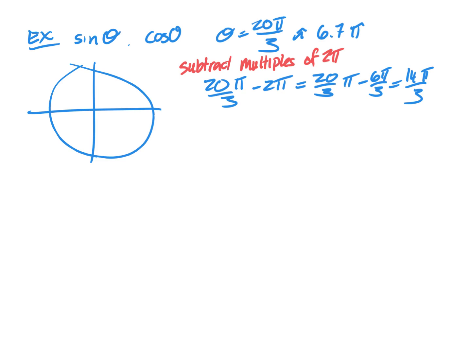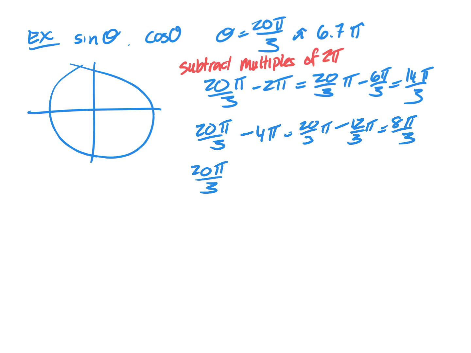So the first time we subtracted 2 pi, now we'll try and take 20 pi over 3 and we're going to subtract 4 pi. So that's 2 rotations. 20 over 3 pi minus 4, if we have the denominator 3, would be 12. 4 times 3 is 12. So 12 pi over 3. And so 20 pi over 3 minus 12 pi over 3 gives us 8 pi over 3. That's still bigger than 2 pi. 8 over 3 is bigger than 2. So we're going to try another one.